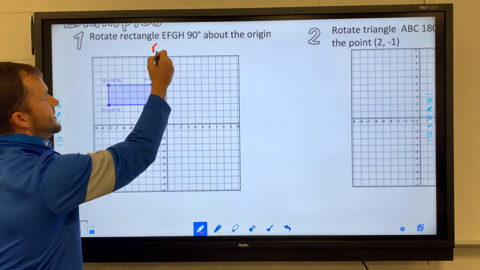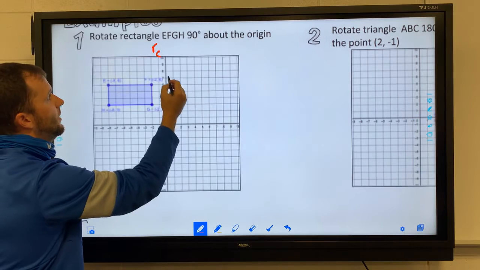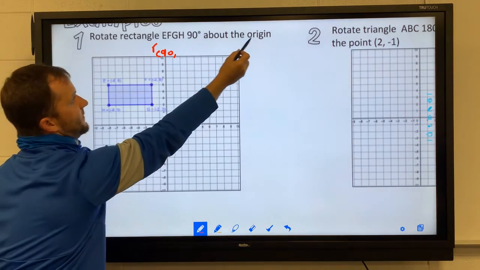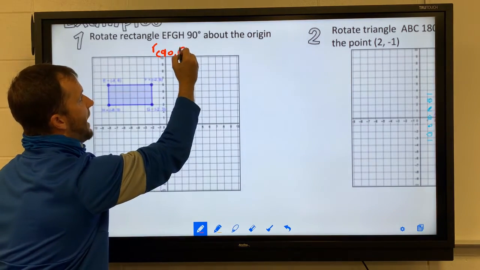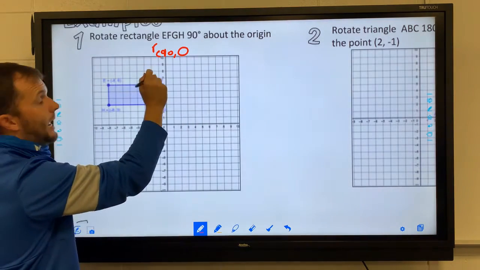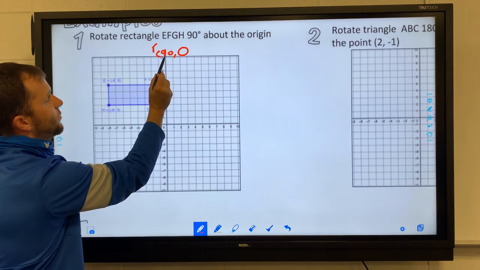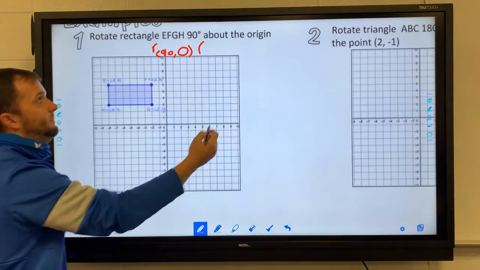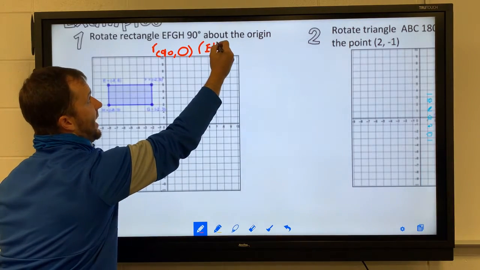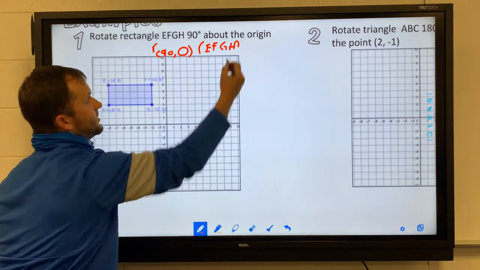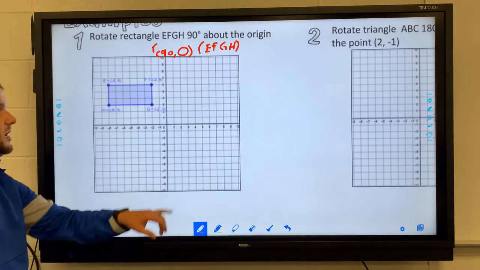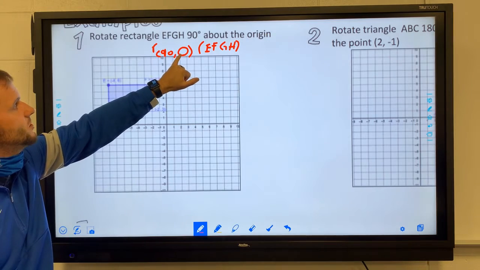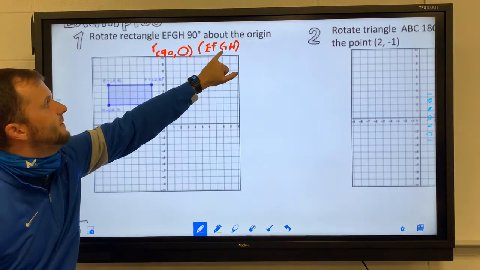So what's going to happen is it's going to give you this parentheses down low. It's going to give you 90 degrees, comma, and if it's going about the origin, it's going to put a capital O. So this is reading: you're going to rotate 90 degrees about the origin, and then in parentheses, you're going to put the shape you're going to rotate, so E, F, G, H. So that's how you would write it in coordinate notation. Again, you're going to rotate 90 degrees about the origin, rectangle EFGH.